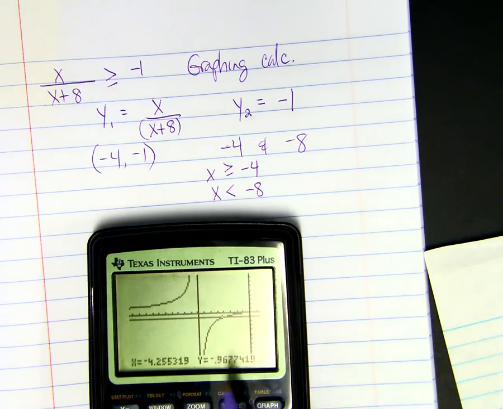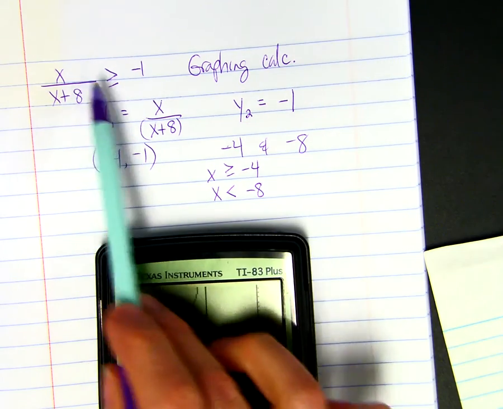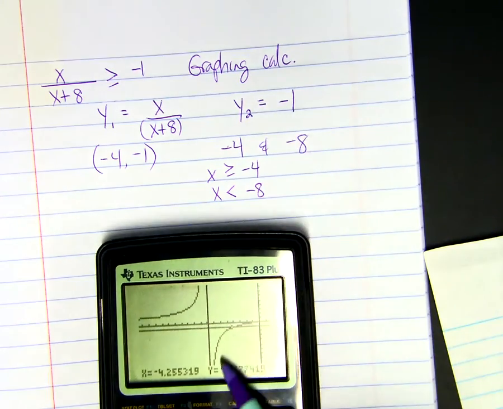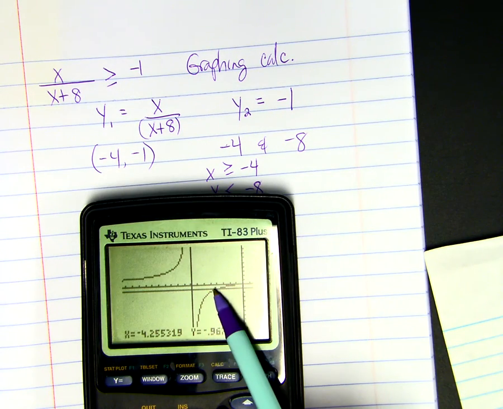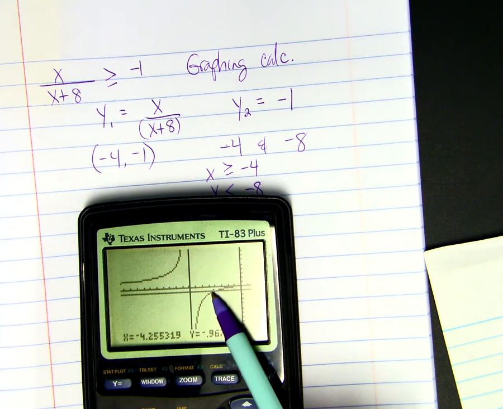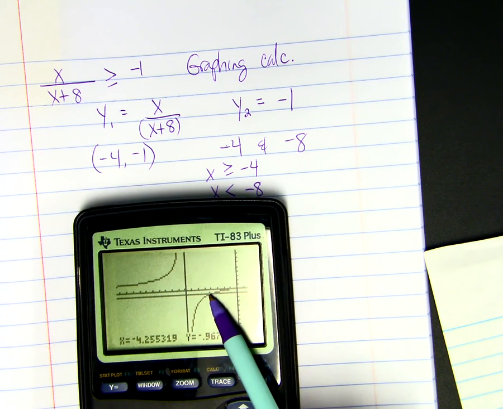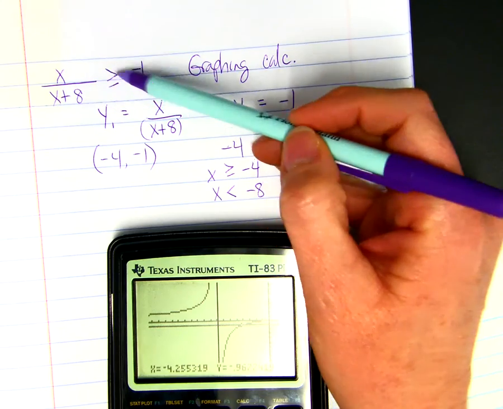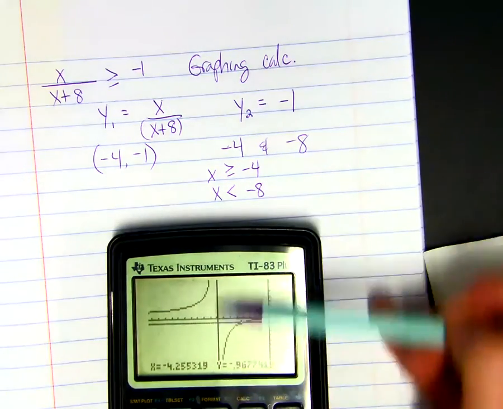So on here, you're just looking at where the function is greater than or equal to -1. If this said where is it less than or equal to -1, you would say -8 is less than x, which is less than or equal to -4. That's only if it said less than. So you look at this to see what part of the graph you're looking at.